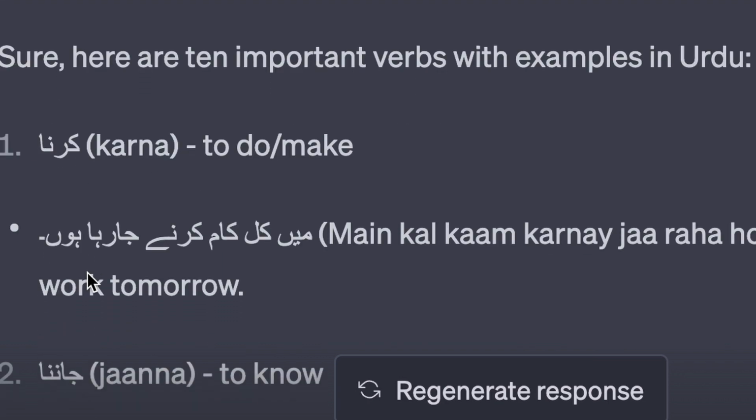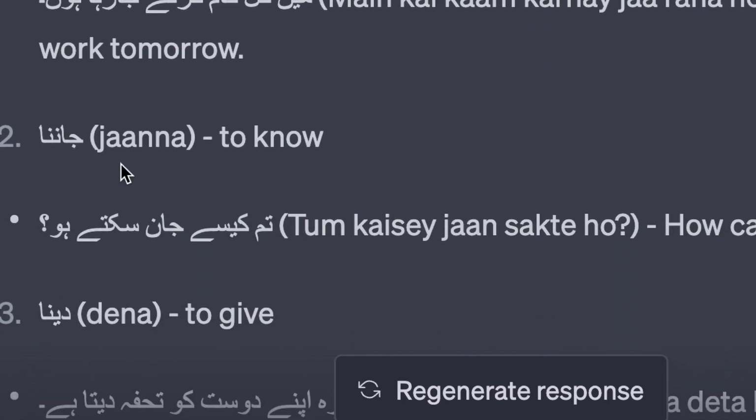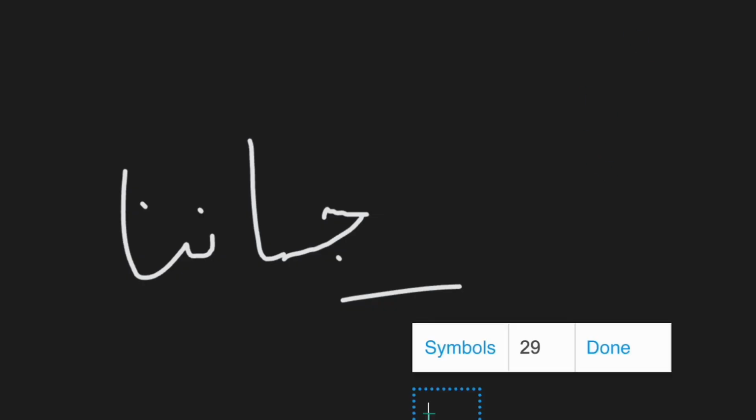Now I'm going to go to the example. Let's see the example. तुम कैसे जान सकते हो? तुम means you, कैसे means how. तुम कैसे जान सकते हो. So here janna is the verb, right? So the verb is basically jan, na.